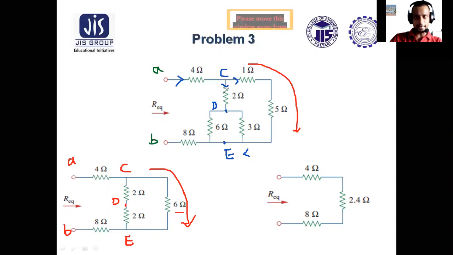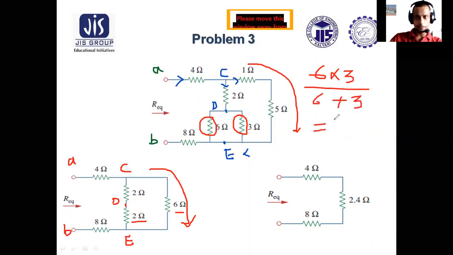from C to E, there is another path via D. So C to D, there is 2 ohm. But from D to E, there are two parallel paths. One is through 6 ohm, another is through 3 ohm. So from D to E, you can combine these two parallel resistors into a single one. 6 and 3 are in parallel, so equivalent resistance will be 6 into 3 divided by 6 plus 3. That is 2 ohm.